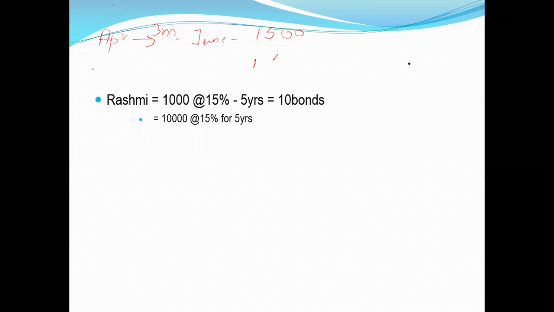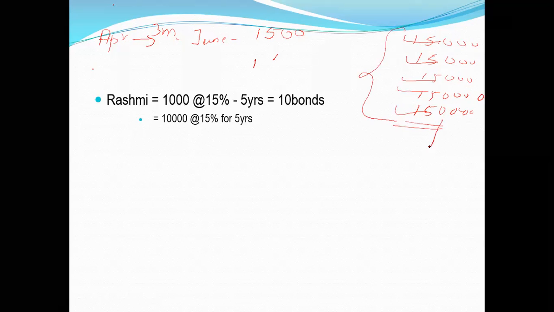Now, she will receive this 1,500 for the next 5 years. She will continue to receive this amount for the next 5 years. She has received this money in June. Next she will receive in June. Next also June and next also June. Now, my question is, after she receives all this money, does it make sense for Rashmi to retain this bond with her till maturity?